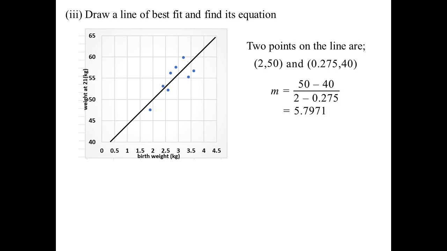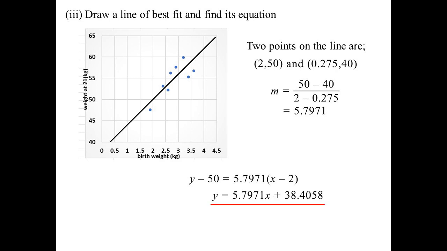Work out the slope the usual way and put it into the point slope formula. And I end up with this expression. Y equals 5.7971x plus 38.4058. Now that was the one I did by eye.